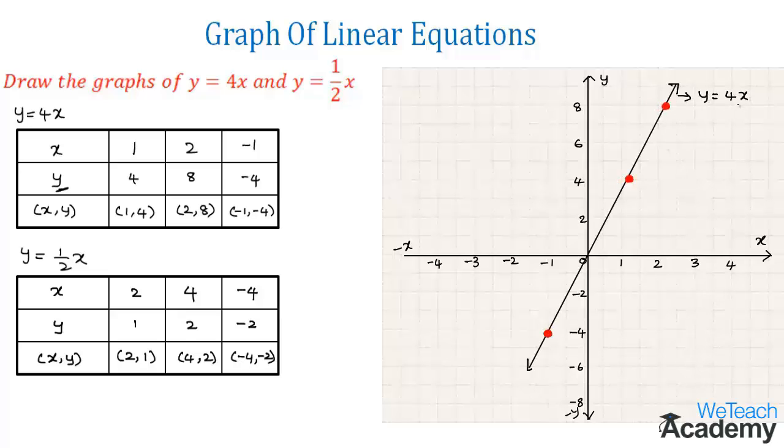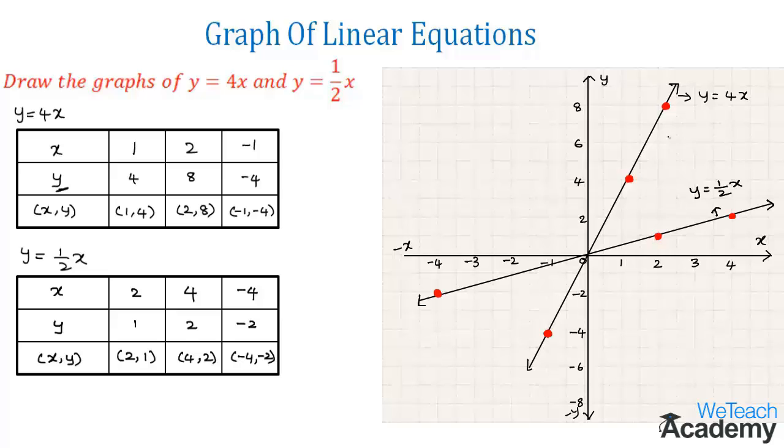Now let us mark the ordered pairs of the next equation y = 1/2 x. Here we have the first ordered pair as (2, 1), so we get a point here on the coordinate plane. Then let us mark a point for the other ordered pair (4, 2). And then we get a point in the third quadrant for the ordered pair (-4, -2). Now let us join all these points. We get a straight line for the equation y = 1/2 x.